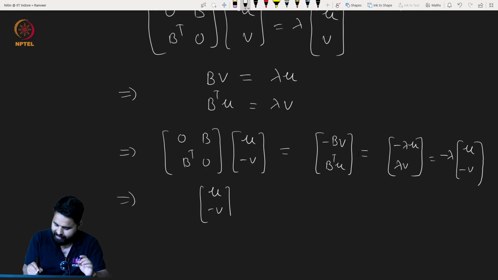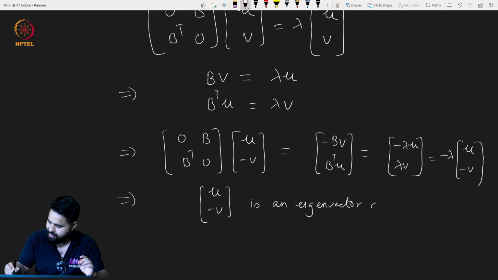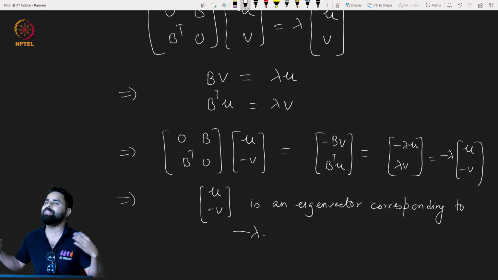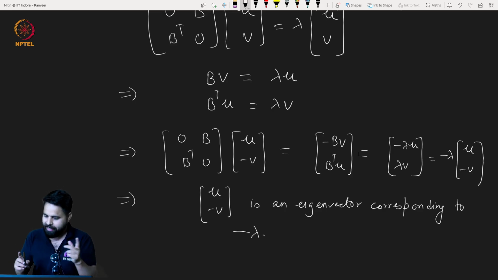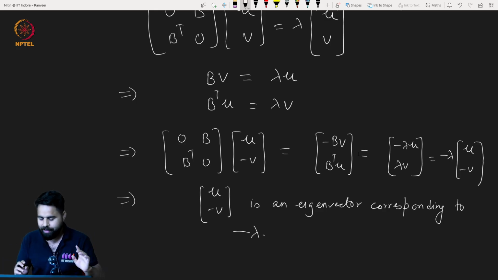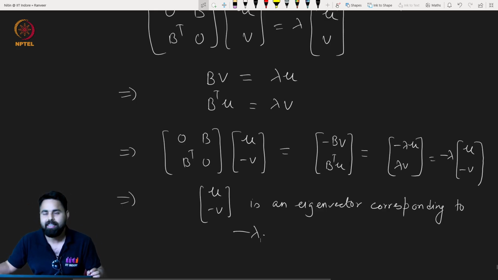That implies that (u, minus v) is an eigenvector corresponding to minus lambda. Great. So if lambda is an eigenvalue, minus lambda is also an eigenvalue. The eigenvector is different. In fact, we have written the eigenvector in terms of the eigenvector of lambda. So if lambda is an eigenvalue, minus lambda is also an eigenvalue for a bipartite graph. Very, very simple. Now let us prove the converse part.